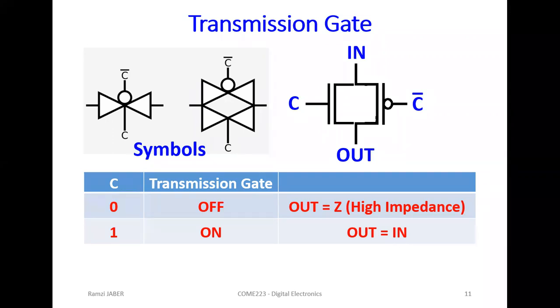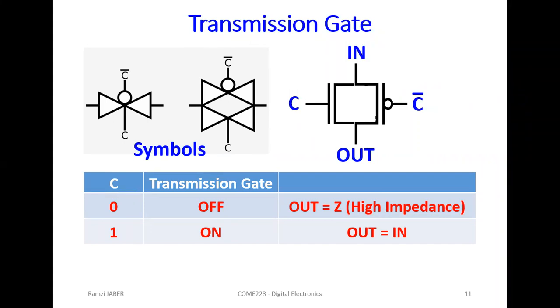But if C equals 0 and C bar equals 1, both transistors will be off, so the transmission gate will be off. So the output wire will not be connected to the input wire. It's an open circuit here. The output wire will be in the air. We call it high impedance, Z.